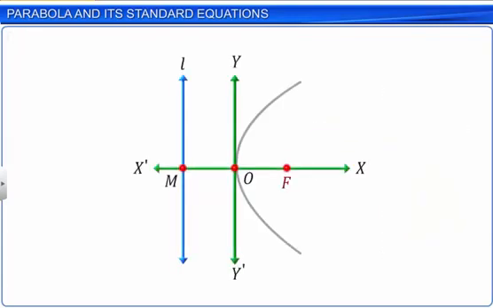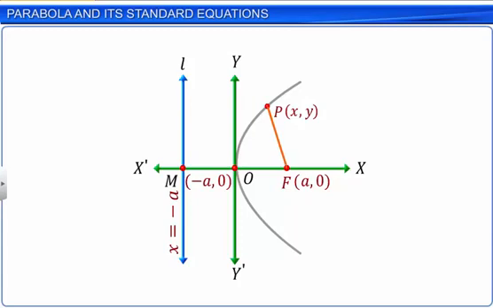Let us derive the equation of the parabola for case 1 with the axis of symmetry along the x-axis, the vertex at the origin, the focus at (a, 0), and directrix intersecting the x-axis at (-a, 0). Consider a point P on the parabola with the coordinates (x, y). Join P to F.